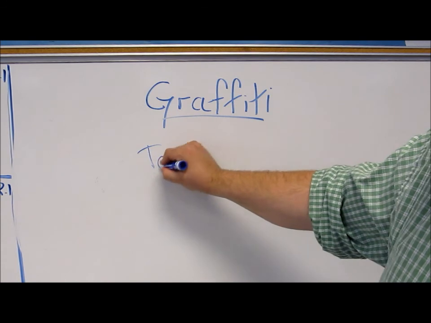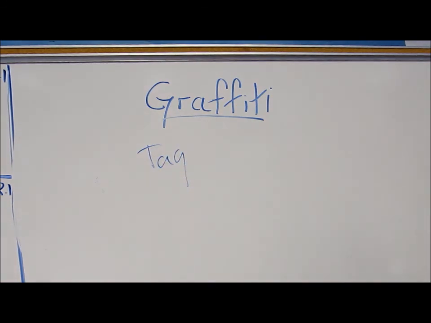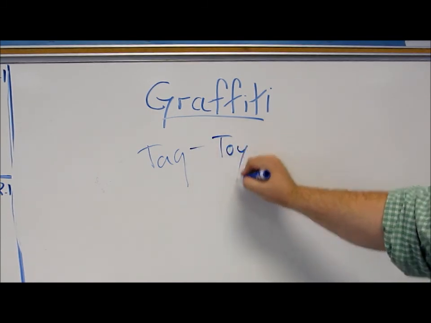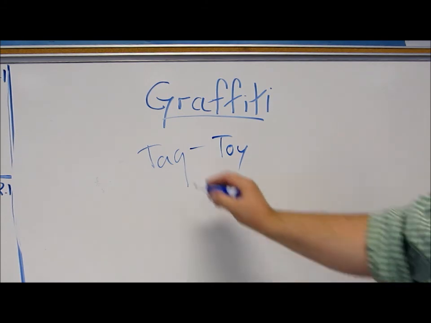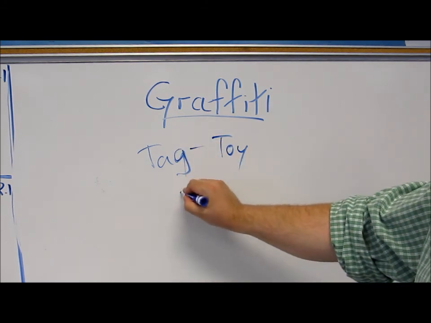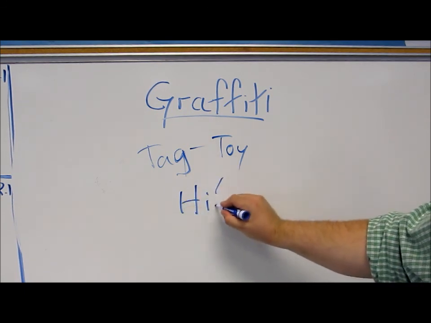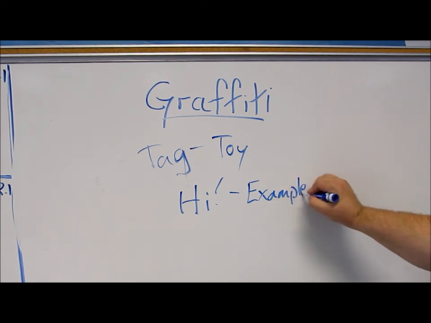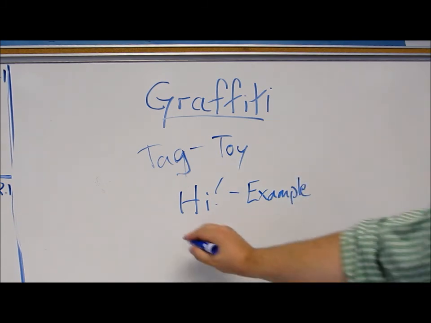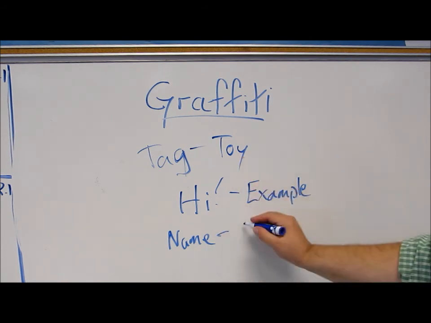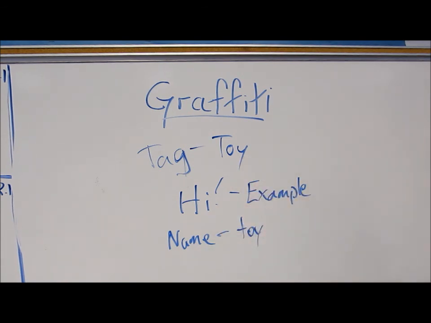Now a tag is simply somebody who took a spray can or marker and just tossed it up on the wall. This is usually also called a toy. A toy is a novice or somebody who doesn't know anything about graffiti. This is an example of a toy. Also, writing your name on a wall just to see it up there is also the sign of a toy.